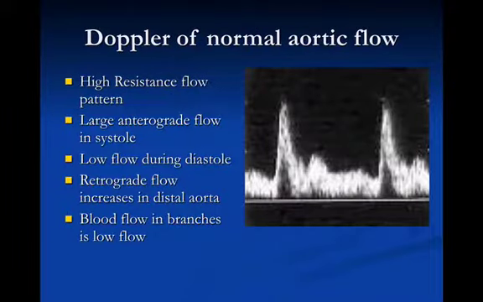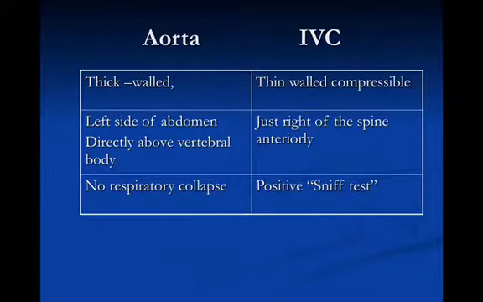If we look at the flow pattern of the aorta, and this is a great thing to do if you're not sure if you're looking at the aorta or the inferior vena cava, use Doppler and look for the high resistance flow pattern of a normal aorta. You will have a large anterograde flow during systole and low flow during diastole. Retrograde flow will increase in the distal aorta, and blood flow in the branches of the aorta is relatively low flow.